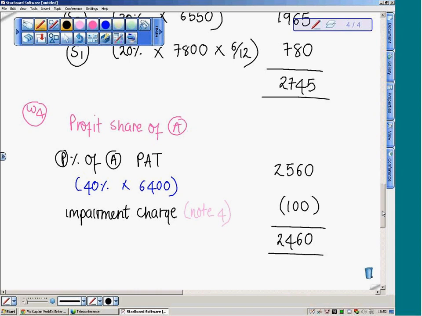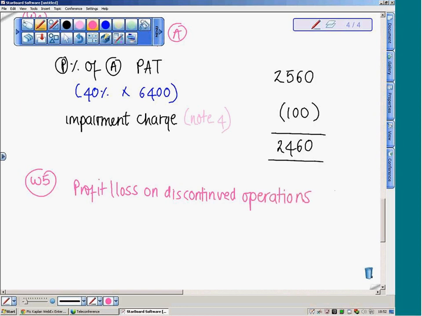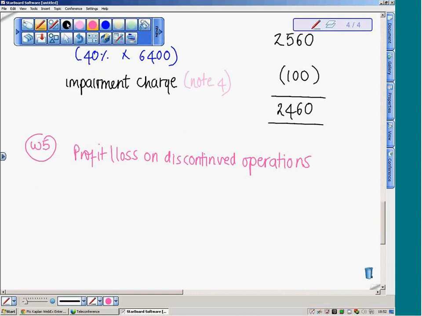Okay. And that brings me on to a working 5. And I need to create this working to determine the profit or loss on discontinued operations. Okay. And what you want to do is have two numbers in this calculation. You want to have the profit of subsidiary 1 up to the disposal date.